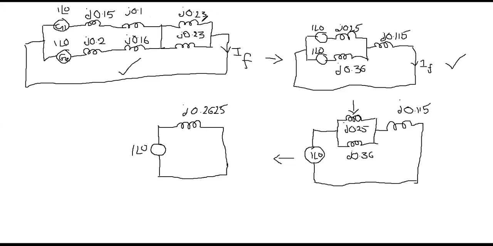So when we find the parallel combination of 0.23 and 0.23, you will get 0.115. Similarly, you can also obtain the parallel combination of this one. The next thing is the parallel combination of 0.25 and 0.36. Now if you find that parallel combination plus J 0.115, obviously you will get 0.2625. Now you see here, your circuit is simplified, which consists of a single voltage source with a single reactance. Now is it possible to determine the fault current? Yes, it is possible to determine the fault current. Now what is a fault current?